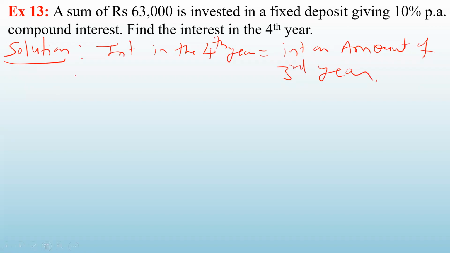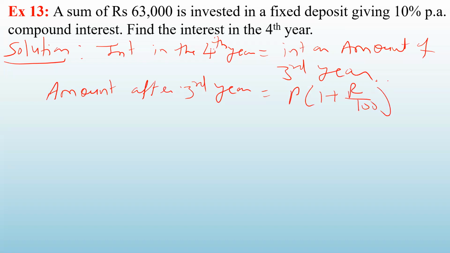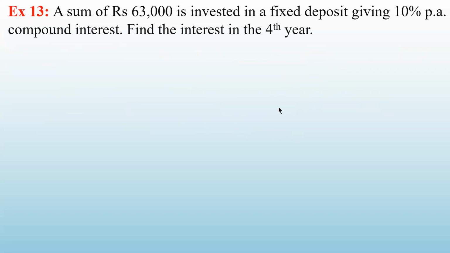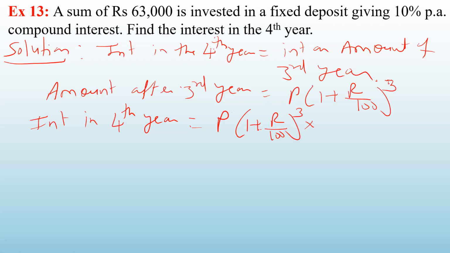So what is the amount of third year? Amount after third year. How do you calculate? P into 1 plus R upon 100 raised to power n, n will be 3, correct? In the third year, that is the amount. So what will be the interest in the fourth year? Interest in the fourth year will be the interest on this amount. So P into 1 plus R upon 100 raised to power 3. Interest in the previous year, the third year, on this amount, the interest. So interest is R, so R upon 100.